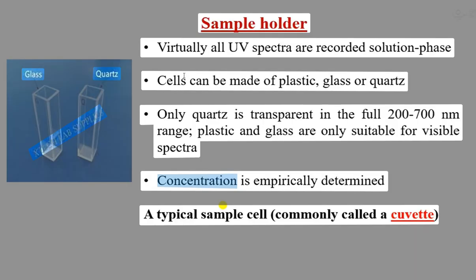Now, what about the sample holder? It should look like this. The glass one should look like this and the quartz one should look like this. Virtually all UV spectra are recorded in solution. Cells can be made of plastic, glass, or quartz. Only quartz is transparent in the full 200 to 700 nanometer range. So, what's the suitable one? Plastic and glass are used for visible spectra. Okay. Now, concentration is empirically determined. A typical sample cell is known as a cuvette, as we discussed earlier.